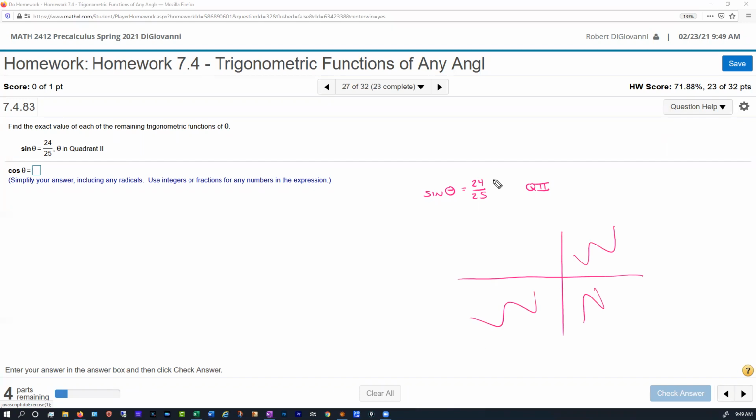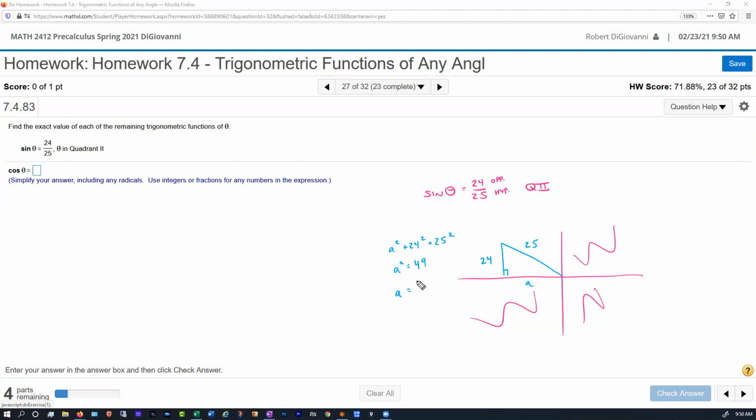Sine, remember, is opposite over hypotenuse. So I'm going to draw a triangle here, like this. And I know the opposite side must be 24 and the hypotenuse must be 25. So I need to figure out what this side is so that I can get the adjacent. I'm going to call that A. So A squared plus 24 squared must equal 25 squared. I'll do that math on my calculator: 25 squared minus 24 squared. I get 49. So A squared is 49.